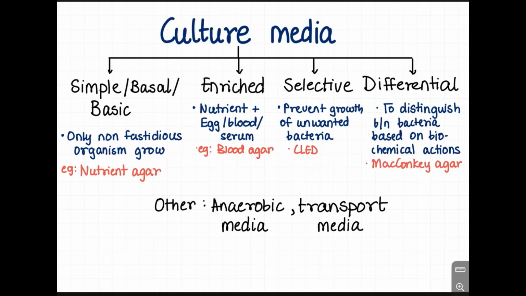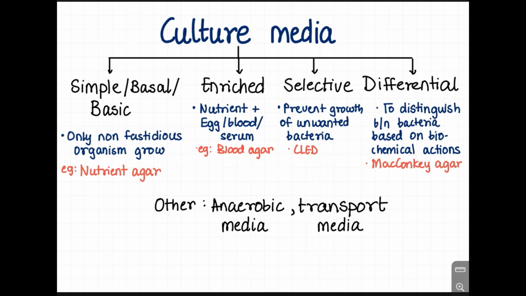Hello everyone. So today we will learn about culture media, the one that is used to grow different kinds of bacteria. It is basically divided into four types, that is simple or basal media, enriched media, selective media and differential media. Simple or basal media is only used to grow non-fastidious organisms. Example is nutrient agar.